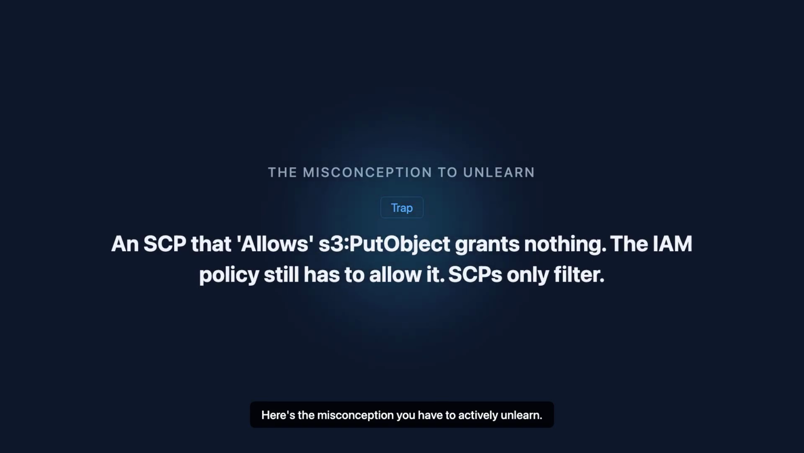Here's the misconception you have to actively unlearn. Writing an SCP that says allow on S3 PutObject grants nothing to nobody. If the IAM policy on the user or role doesn't already allow that action, the user still can't do it. SCPs are filters that sit on top of IAM. They can subtract from what IAM allows, but they can never add. Engineers default to reading them like IAM policies because the JSON looks identical, and that's the wrong model. SCPs only filter.